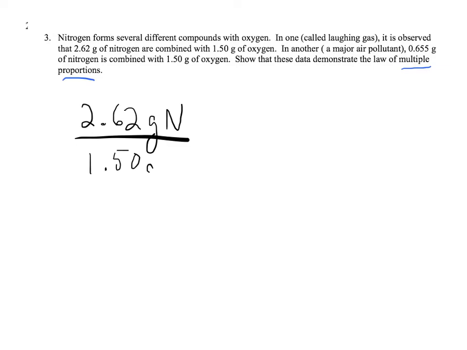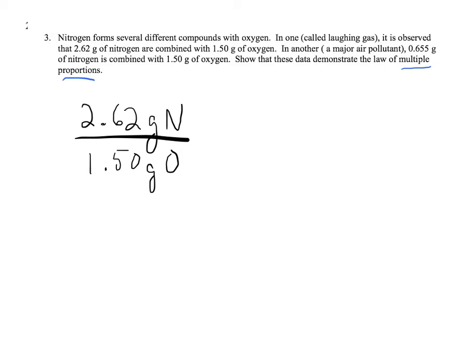Okay, so now we'll look at problem 3, which is on that same worksheet. In this case, we are now asked to demonstrate the law of multiple proportions. So really what we do is we set up ratios just like we did before. We'll look at the first substance, which is talking about laughing gas. It's telling us that if we have 2.62 grams of nitrogen, that amount of nitrogen will react with 1.50 grams of oxygen. So there's the first ratio.